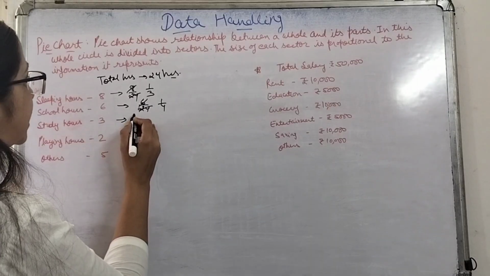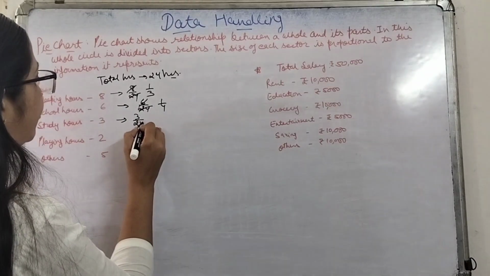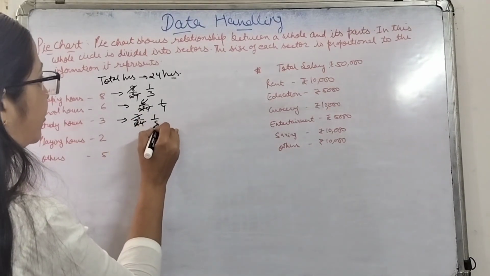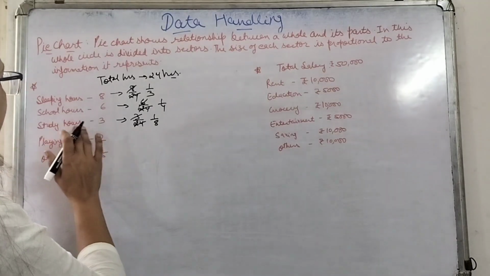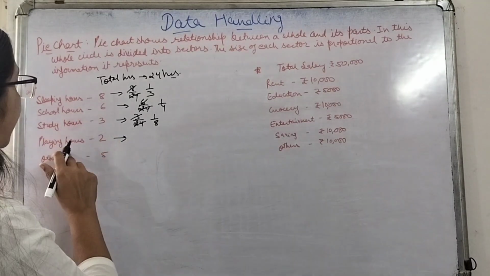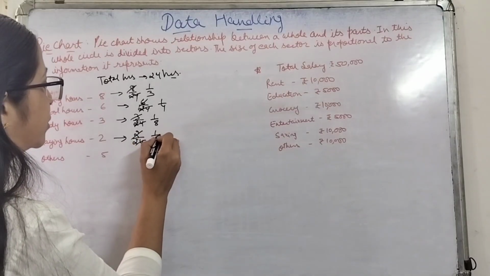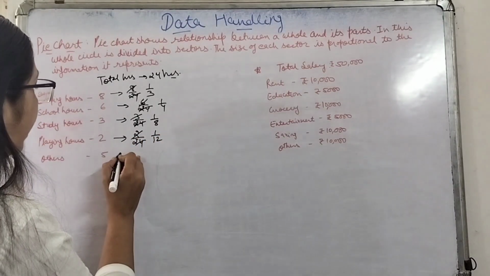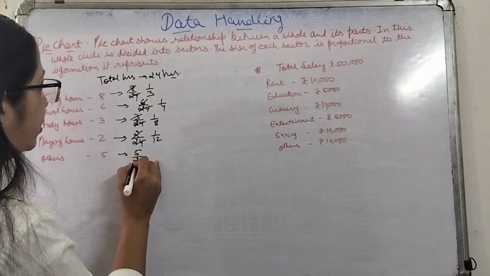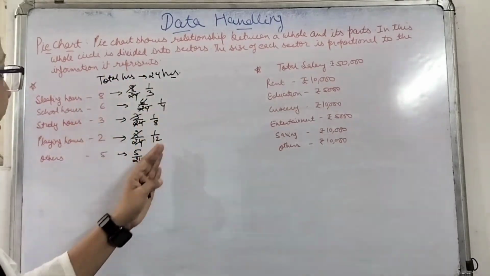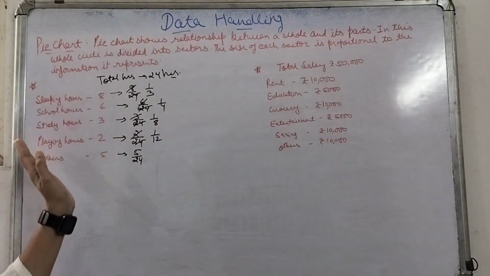How much time is he studying? 3 upon 24. 3 8s are 24. So 1 upon 8 of the time he is spending in his studies. Then playing hours will be 2 upon 24. That fraction is 1 upon 12. And for others it is 5 upon 24. So this is the fraction he is spending on various activities.